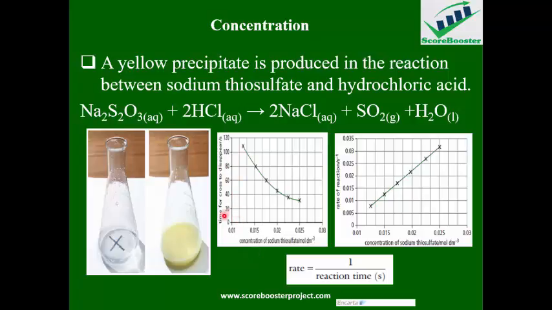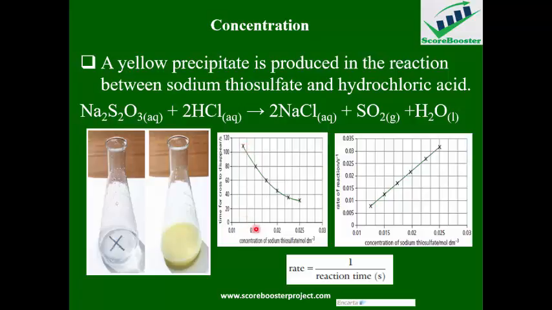We now plot the time for the cross to disappear against the concentration. We repeat the experiment using different concentrations of any one of the reactants. It could be this or it could be this. Here we see a very small concentration, and this is a very big time. When you have a very big time, that means you have a very small rate, because the rate is the inverse of reaction time.